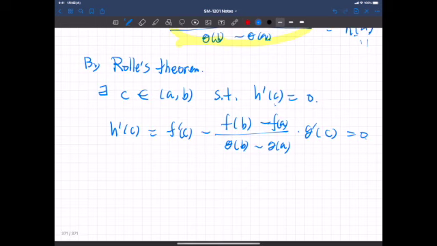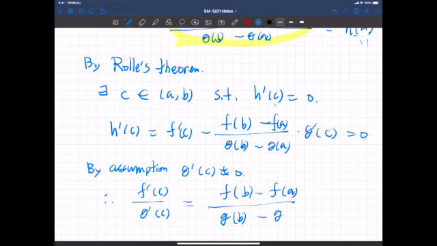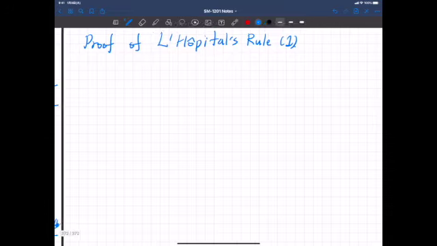So since by assumption g prime of c is non-zero, therefore we have f prime of c over g prime of c equals f of b minus f of a over g of b minus g of a. And the proof is done. Now let's prove L'Hopital's rule version 1.